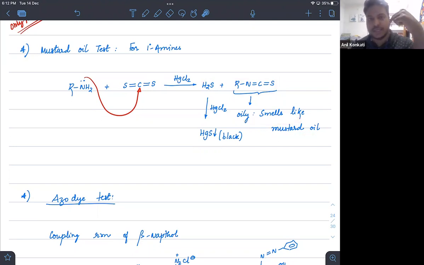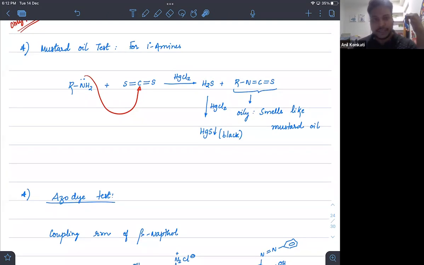So this is the test for 1 degree amines as well. Here, everybody, mustard oil test, simply remember it will have a mustard oil like smell if you treat that with HgCl2 and CS2.